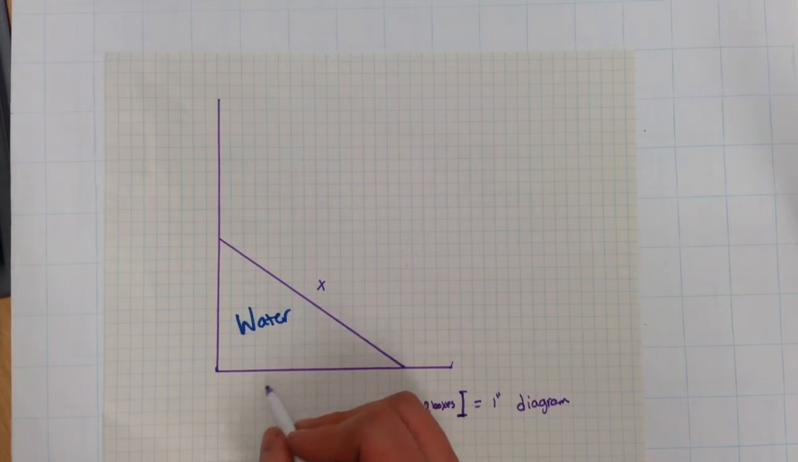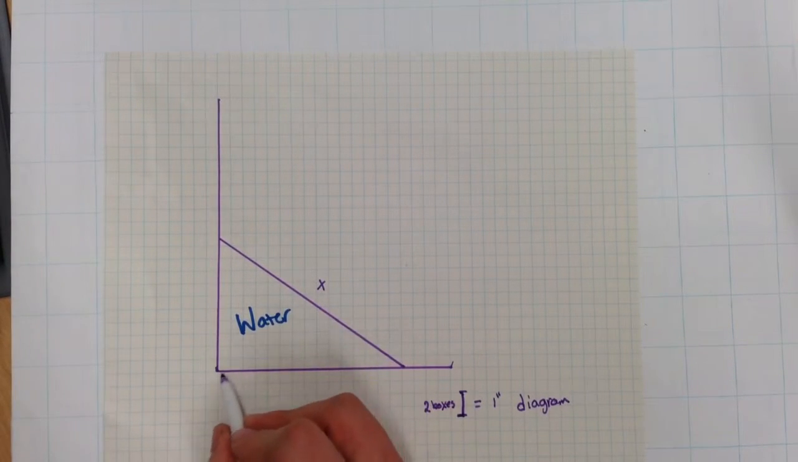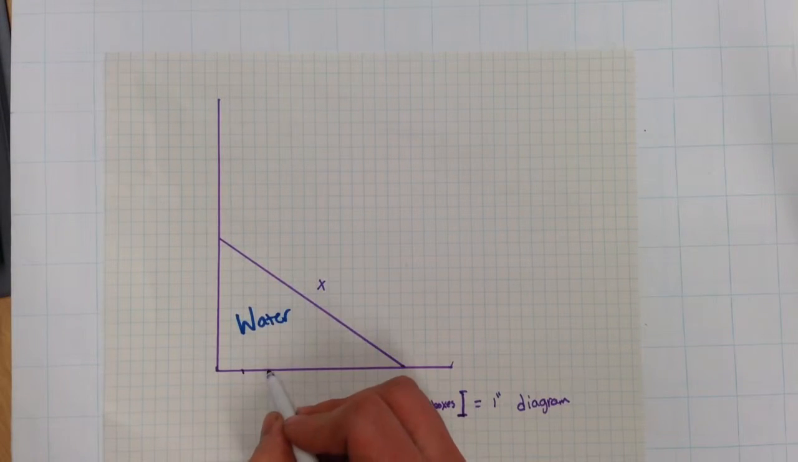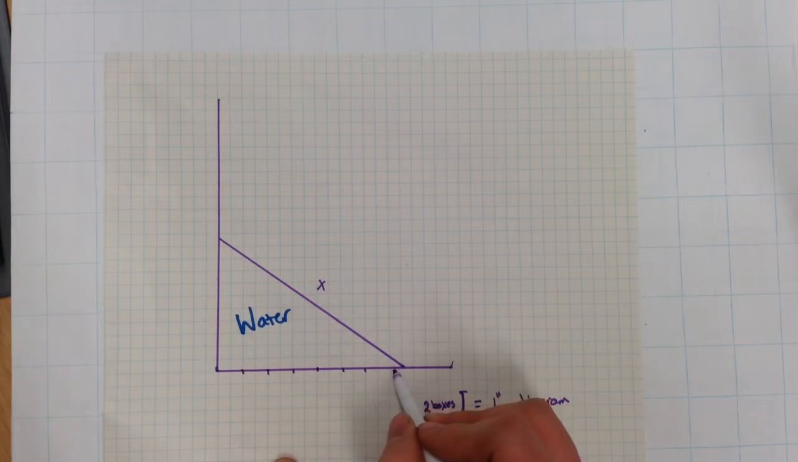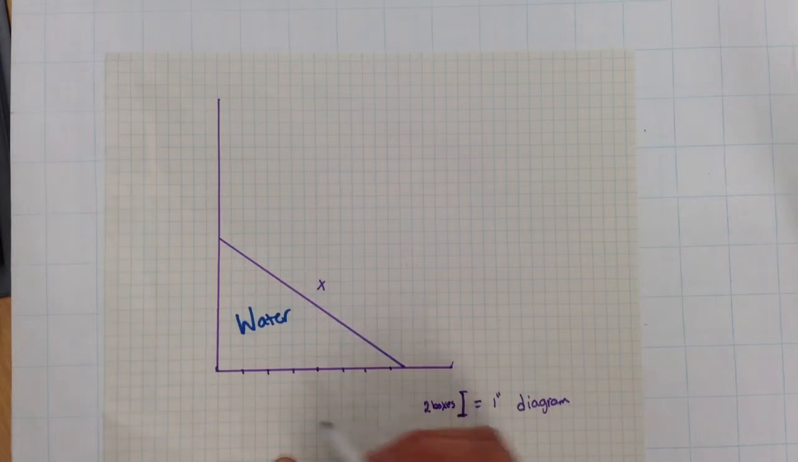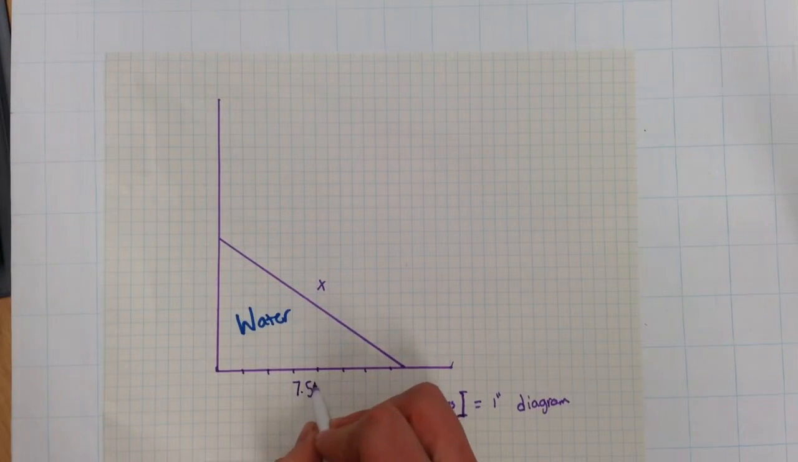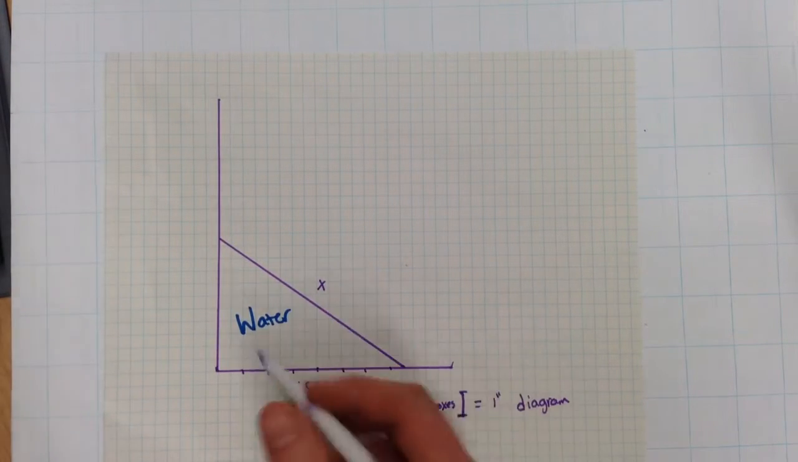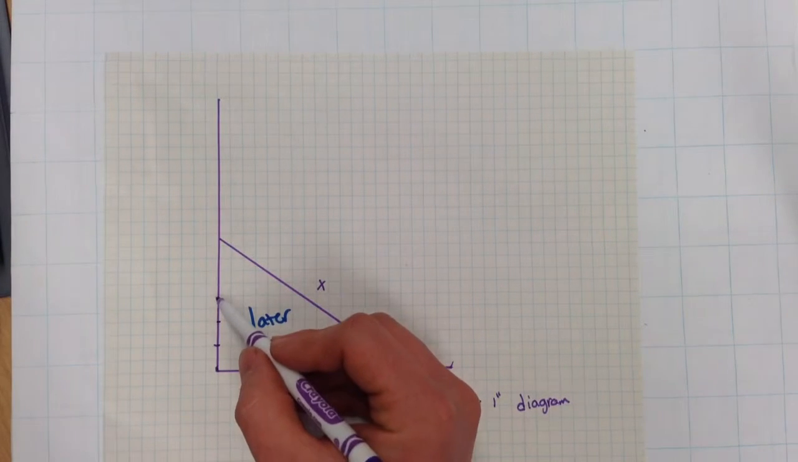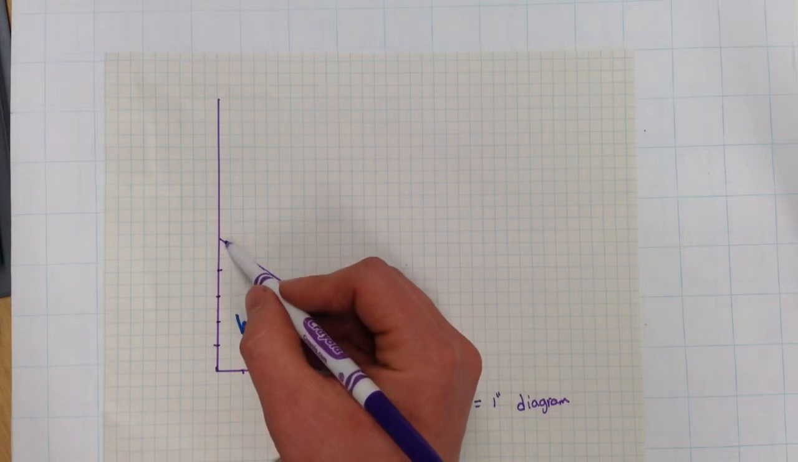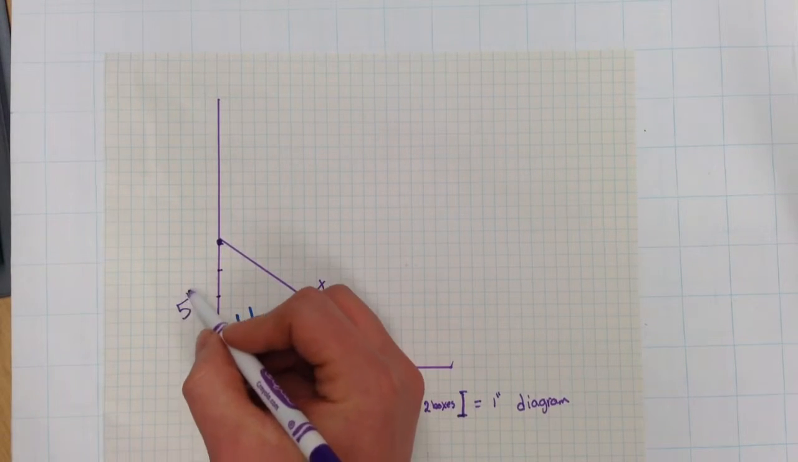So to get this side, well, it's easy. I just count. And I'm going to count by 2s because every 2 boxes is 1 inch. So 1, 2, 3, 4, 5, 6, 7, 7.5. So that gives me 7.5 inches because I counted by 2s. We can do the same thing for this side. 1, 2, 3, 4, 5. We'll call it 5 inches.